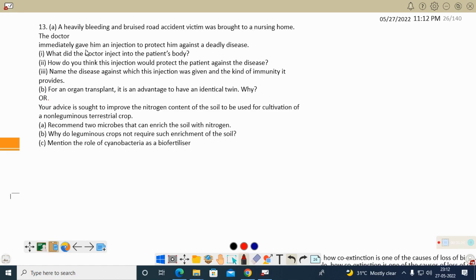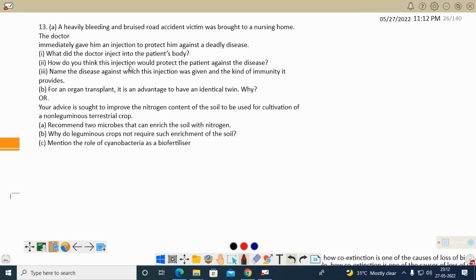The doctor immediately gave him an injection to protect him against a deadly disease. See, if any accident happened and our body or wound is exposed to the soil, there is a chance of getting the infection, tetanus. So immediately the injection which is given, what did the doctor inject into the patient's body? Anti-tetanus injection will be given to the body. So the first question answer is anti-tetanus injection.